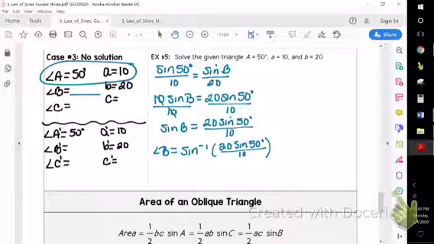Alright, so let's put this in our calculator. So we're going to do the inverse sine of 20 sine 50 degrees. Don't forget to close that 50 degrees divided by 10. And I got error. It says, actually it's very specific, it says error domain. So we have a domain error.